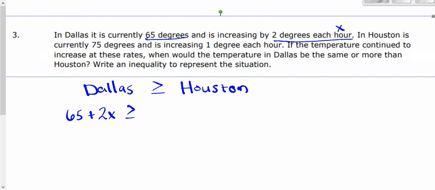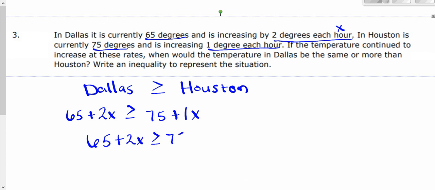And Houston, it is currently 75 degrees and is increasing 1 degree each hour. So 75 plus 1x. And I'm going to rewrite this because we're not going to see this 1. So it'll be 65 plus 2x is greater than or equal to 75 plus x.